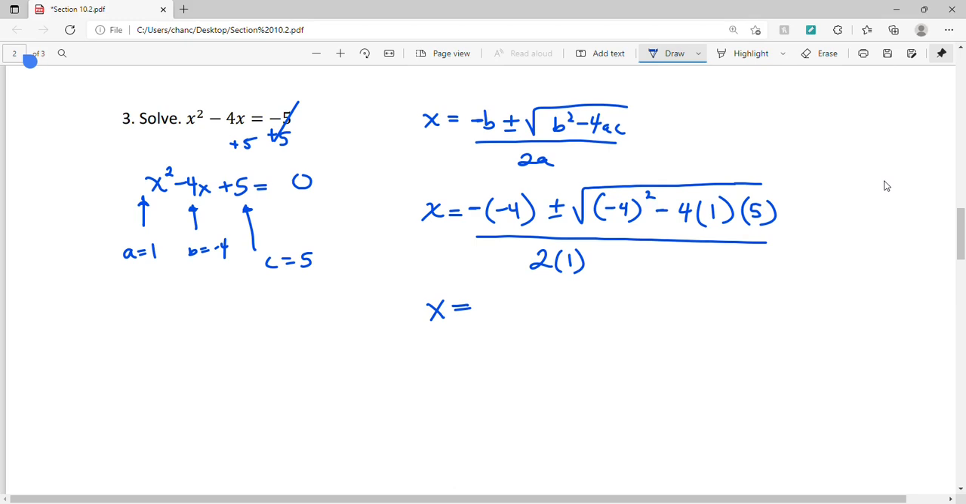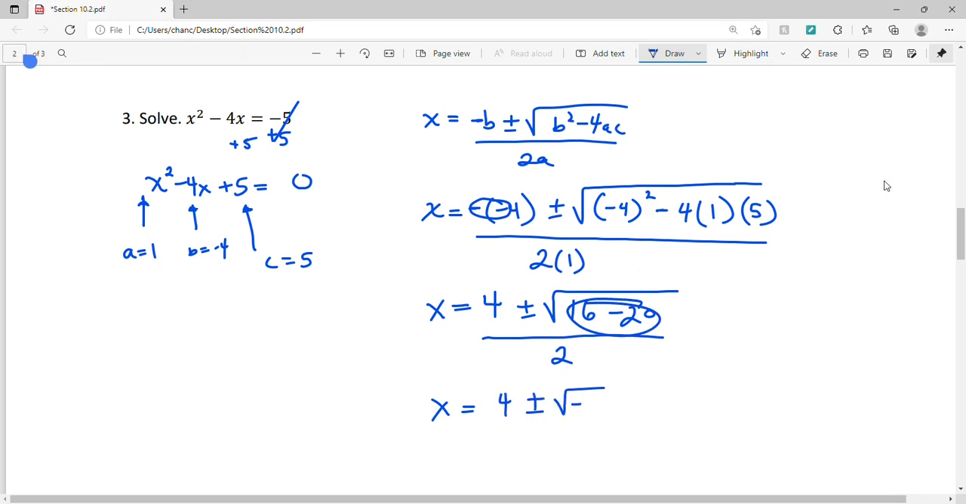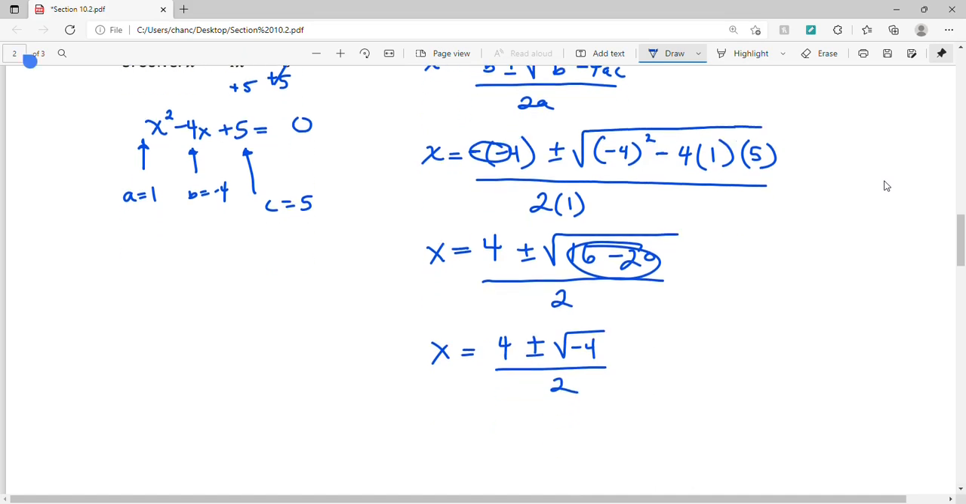This double negative here becomes a plus 4, plus or minus the square root. We have negative 4 squared, that's a positive 16. Minus 4 times 5 times 1, that's negative 20, all over 2 times 1, or 2. We can simplify the radicand now. 16 minus 20 gives us the square root of negative 4. And we'll divide that by 2.